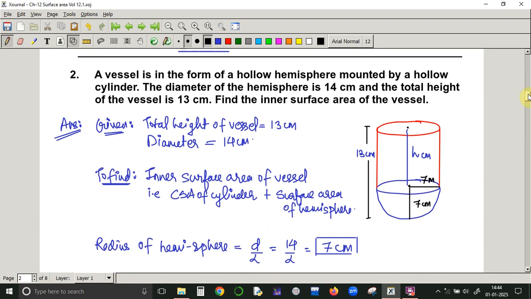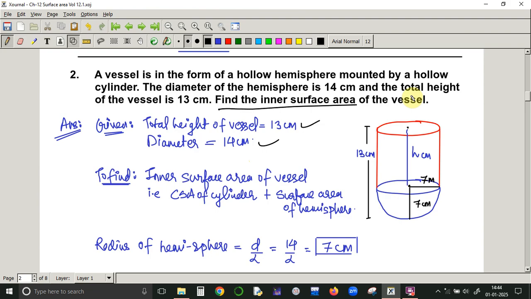Second question. A vessel is in the form of hollow sphere mounted by a hollow cylinder. So there is two shapes. One is hemisphere and one cylinder which is mounted on the hemisphere. They are sharing same circular disc or same circular circumference. So the diameter or the radius will be same. The diameter of a hemisphere is 14 centimeter and the total height of vessel is 13. Okay, so total height is 13, diameter is 14 centimeter.